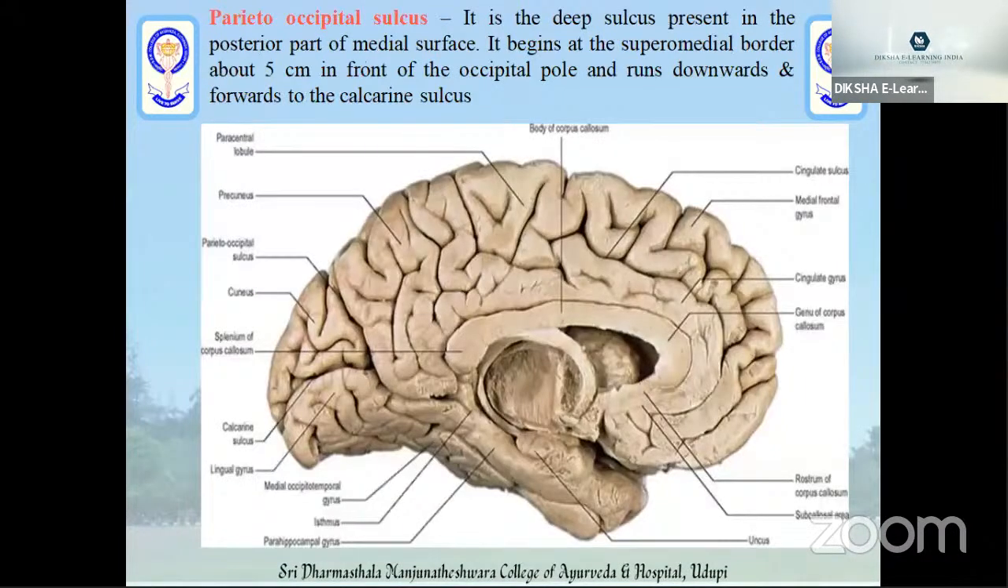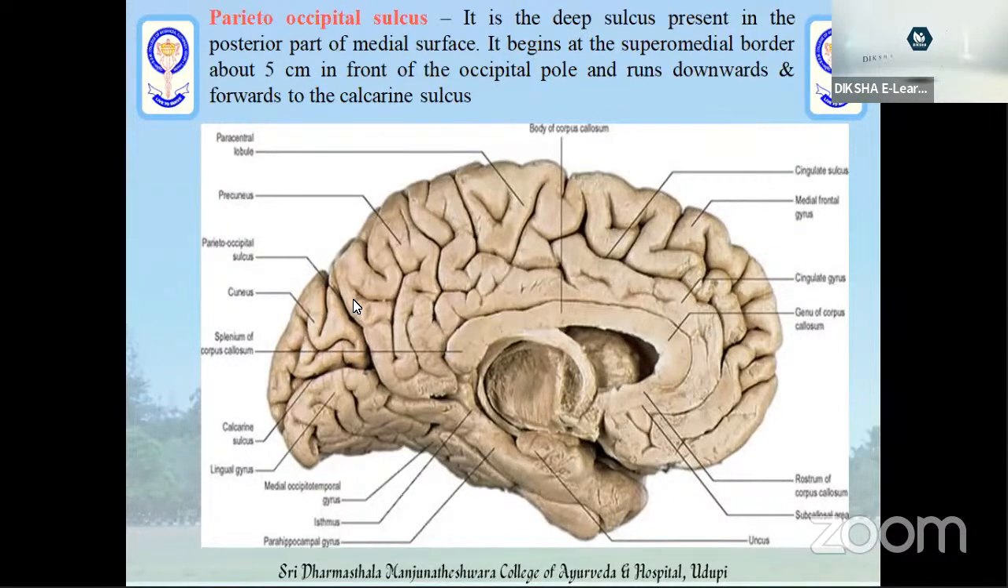Next, the third sulcus to remember is the parieto-occipital sulcus. Why am I telling you about these sulci? Because to know how the lobes of the cerebrum are divided, we should know the sulci. First, the parieto-occipital sulcus. This is a deep sulcus present in the posterior part of the medial surface. You can see, this is the parieto-occipital sulcus.